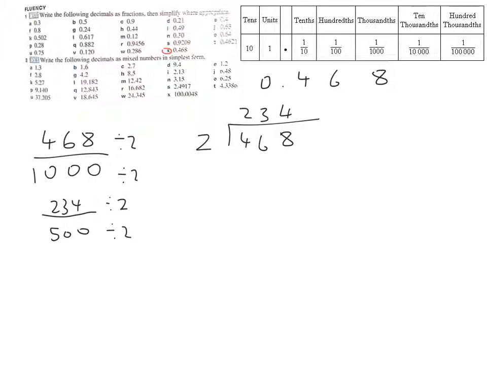So we know that 500 divided by 2 is 250. So let's work out what 234 divided by 2 is. So 2 divided by 2 is 1.